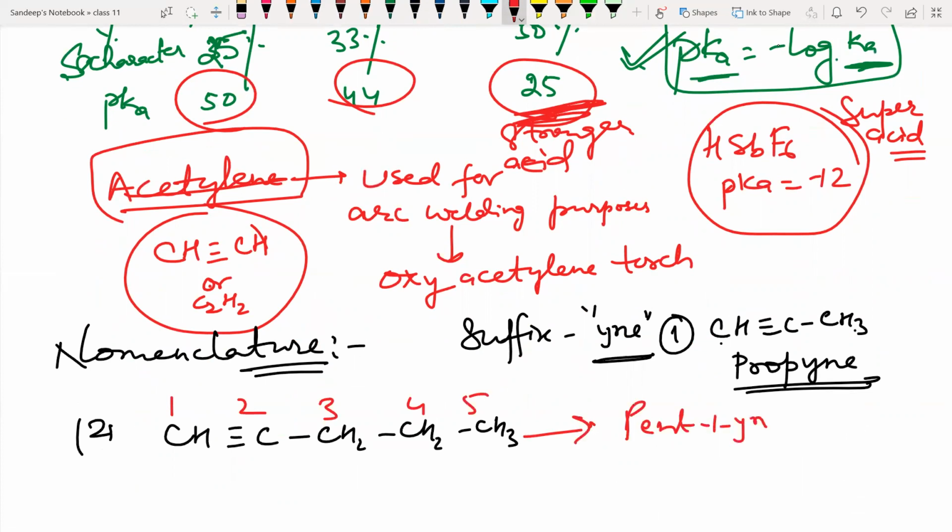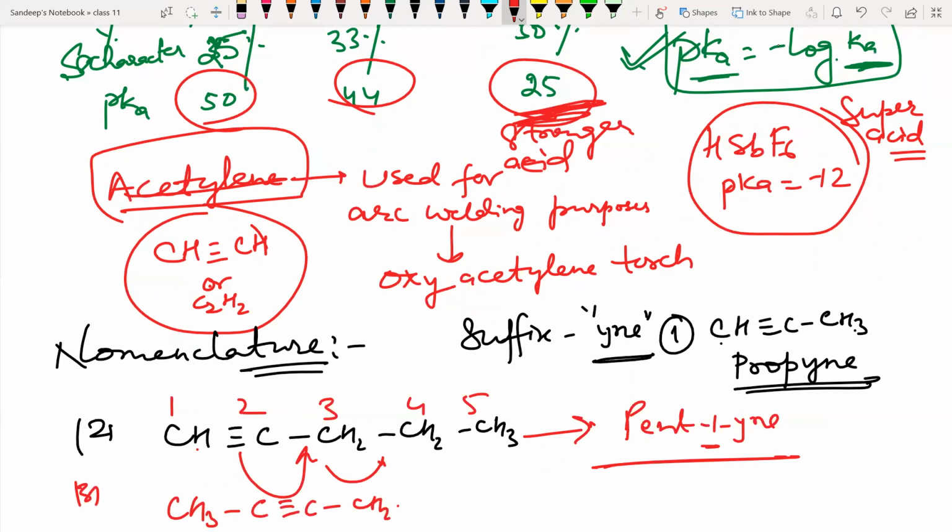Pent-1-yne. Why do we need to give one position? Because this triple bond can be here also, so they will have different names. So pent-1-yne. Look at this molecule. This molecule has a triple bond on the second carbon, so it is called pent-2-yne.